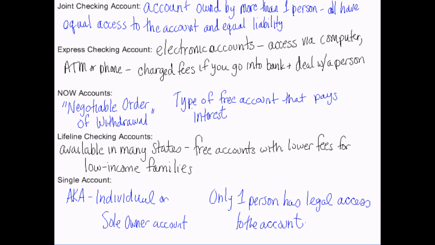Let's say your cousin George is on your account and he bounces a check. And the bank comes to you and says, hey, you owe us this money for this bounced check. You can't say, no, George wrote that check. They don't care. You all have equal liability. So equal access to the money, equal liability should there be fees or charges or anything like that. So all equal. There's not a hierarchy of who has more rights to the money.